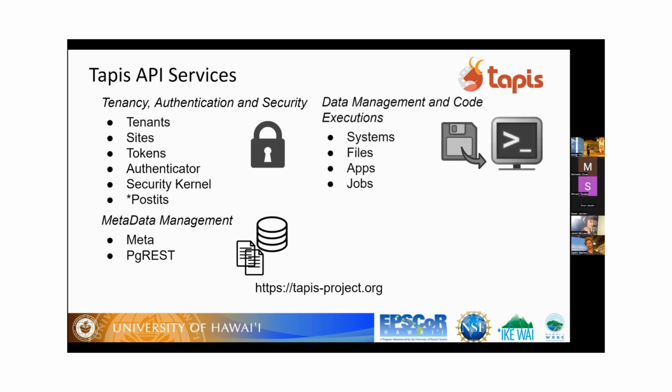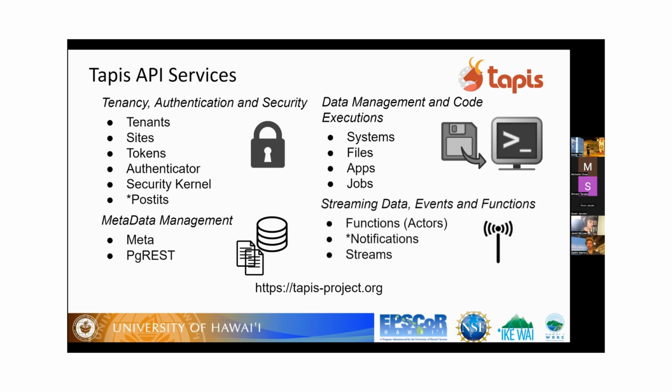Tapas allows you to access remote data management and code execution tools. There are the systems, files, apps, and jobs APIs. Systems are storage and execution systems that you can use to store files and data that you're using, as well as execution systems for actually running those jobs. Files gives you access to files that are stored on most storage systems, apps for running applications and workflows, and then jobs for actually creating workflows using the applications.